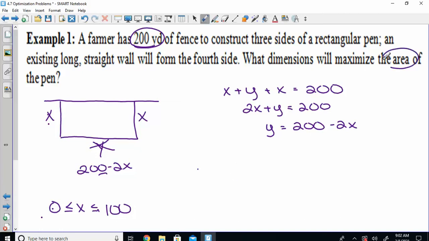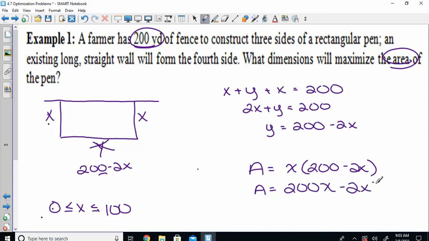So we want to maximize area. How do you find area of a rectangle? Length times width. So that would be x times 200 minus 2x here. Or if we want to distribute, that's 200x minus 2x squared.